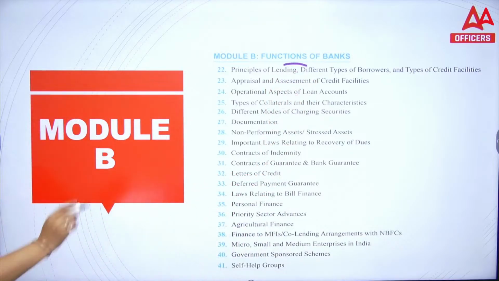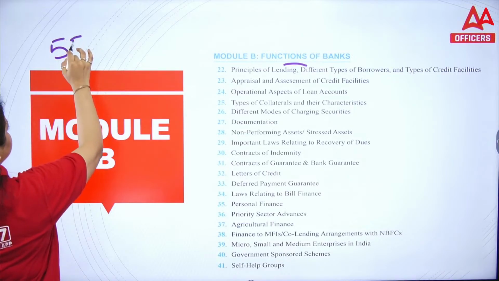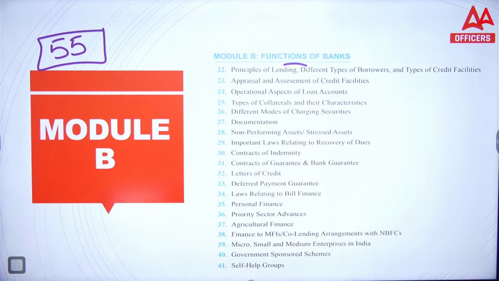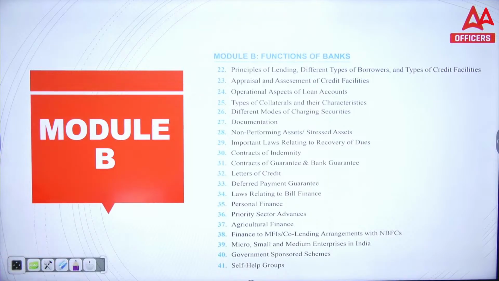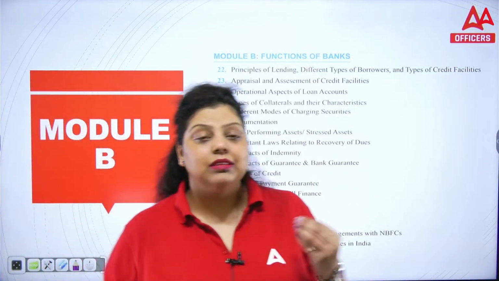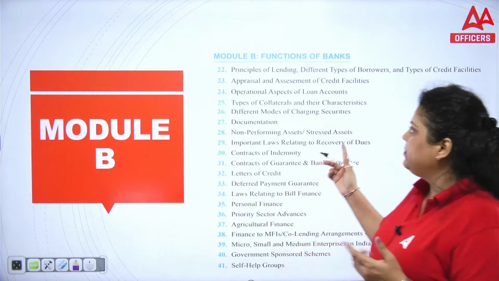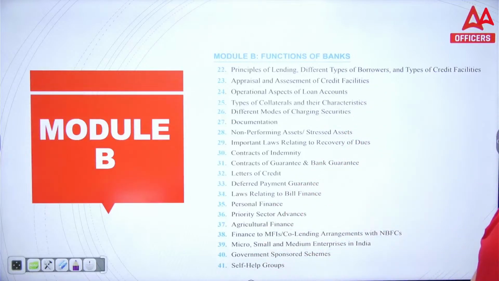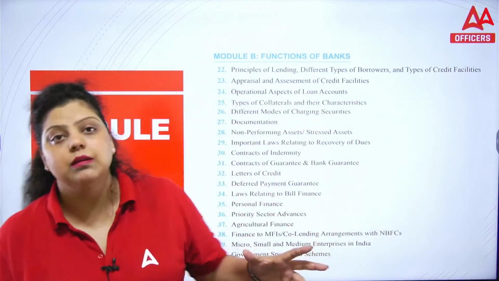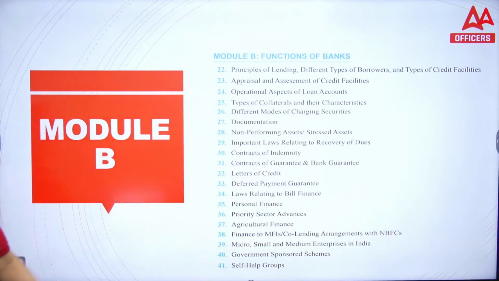So if I talk about the total units, there are 55 units in modules A, B, C, D combined. But modules A and B have more units, and the general banking operations related to the banking functions or the deposit accounts or the services the bank is providing. When it comes to the functions of banks, what are the other functions the bank is performing, and in which sector the bank is performing that function, that we have to cover.